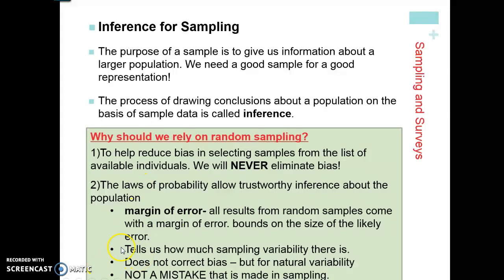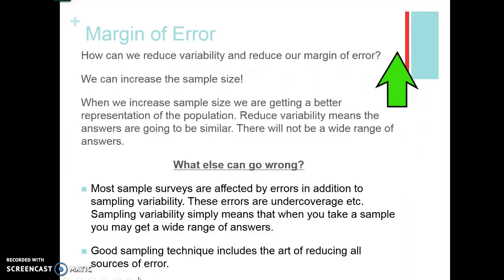Okay. The laws of probability tell us how much sampling variability there is. They don't correct for bias. So they don't correct for complete overestimates or underestimates, but just for naturally occurring variability. So like I said, one that's too high, one that's too low, averages each other out. It is not a mistake that is made in sampling.